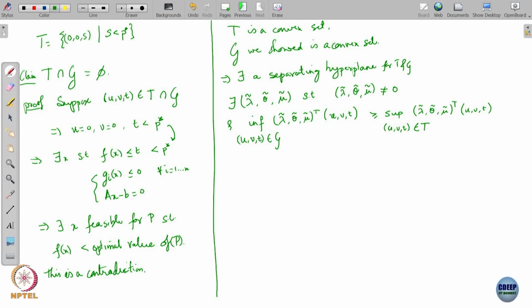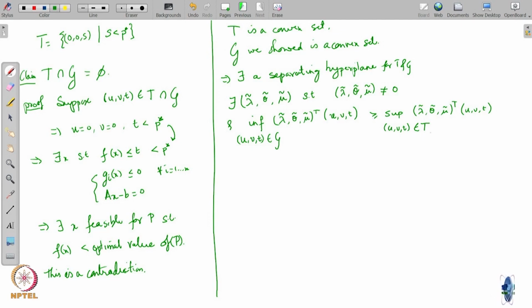So, what is this effectively saying? That the entire set G lies on one side of it and the entire set T lies on the other side of it, and there is a weak inequality here because the infimum and the supremum can end up being equal. Okay. So, now let us evaluate these things carefully.